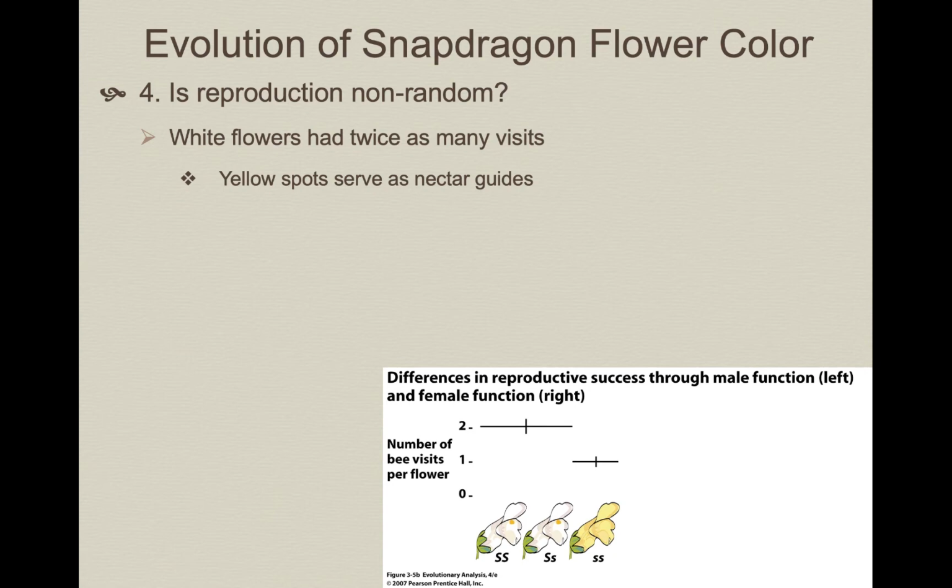And it turns out that the honeybees are looking at the contrast between the white and the yellow spots that serve as nectar guides to attract them to these white flowers. So we see that yellow flowers had, on average, one bee visit per flower in the time period studied, and it was about twice that for the white flowers.